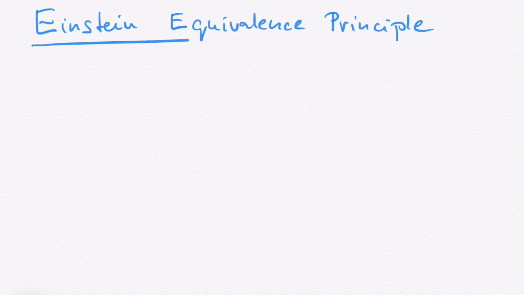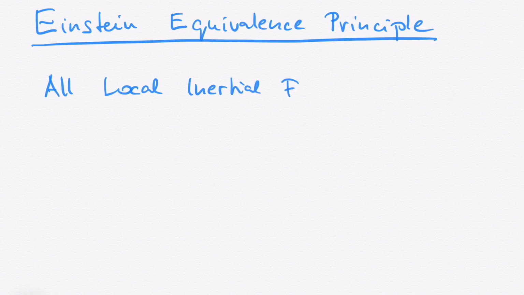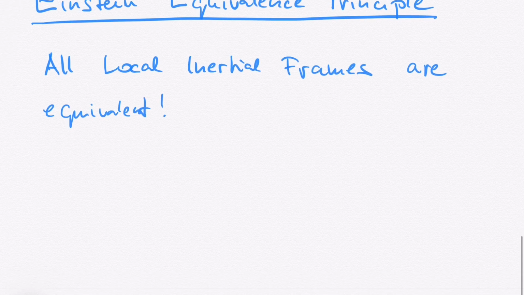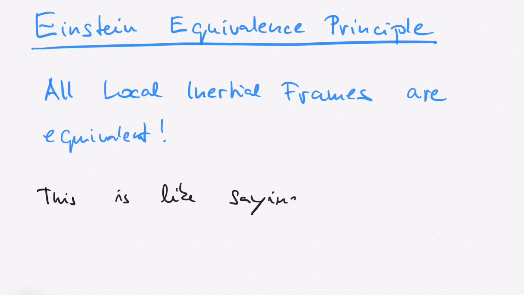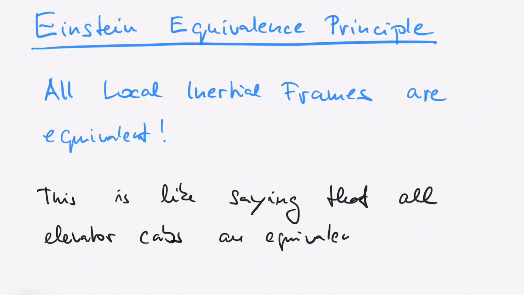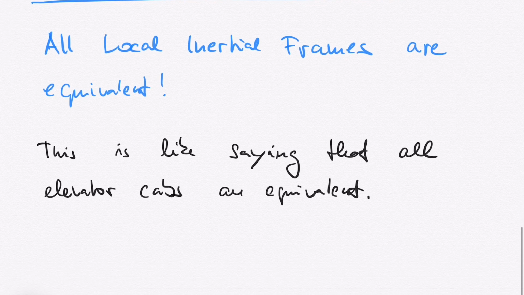Let us now formulate Einstein's equivalence principle. It says that all local inertial frames are equivalent. We can apply this to the illustration of the elevator cabs, and so this would be like saying that all the elevator cabs are equivalent. All processes which happen in them happen in the same way.